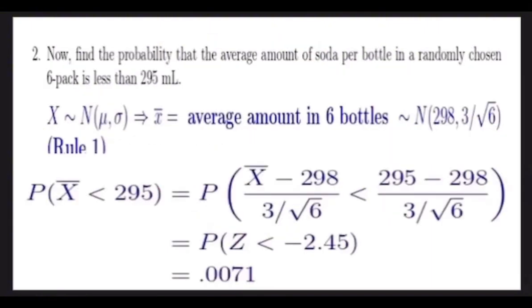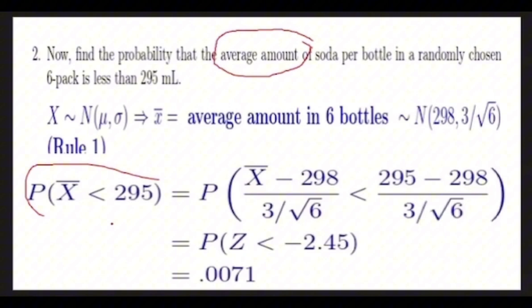Another question now asks: find the probability that the average amount of soda per bottle in a randomly chosen six-pack is less than 295. Take a look at this. We're focusing on the average now, no longer on the individual. So we want to find the probability of X bar this time around, not the probability of X.